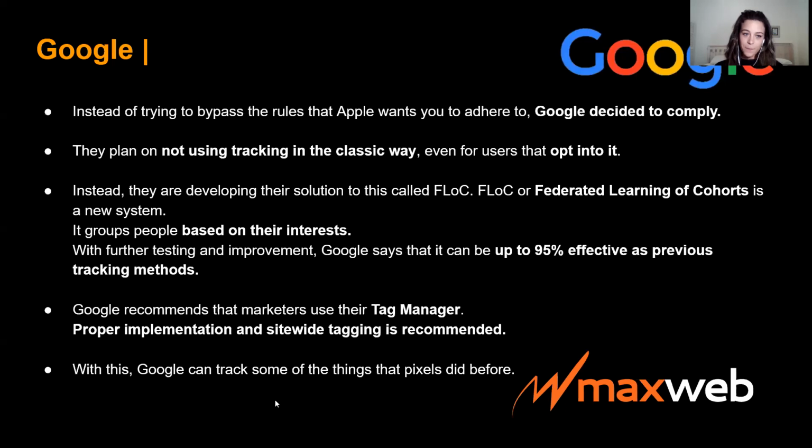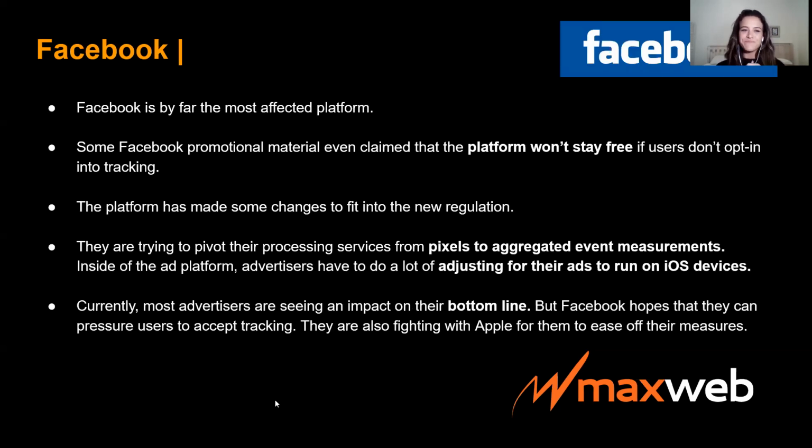That is a new system, and how it works is it groups people based on their interests. With further testing and improvement, Google says that it can be up to 95% as effective as previous tracking methods. So this should be pretty cool. And then Google definitely recommends that marketers use their tag manager. Proper implementation and site-wide tagging is recommended in this case, so it's a bit more work. But with this, Google can track some of the things that the pixels did before, so they can make up for the loss.